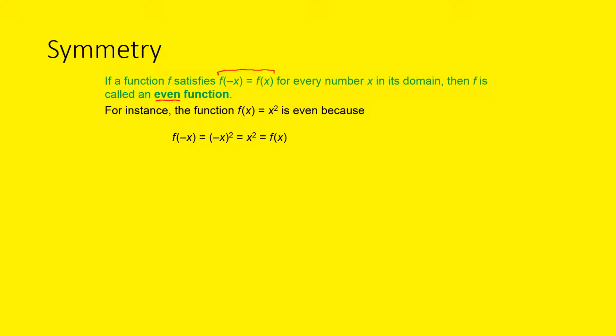For instance, f of x equals x squared is in the category of even functions because f of negative x, which is the square of negative x, actually turns out to be the same thing as x squared, because negative x times negative x is the same as x times x, which is x squared. That's f of x. And so because these two things are equal, it's an even function.